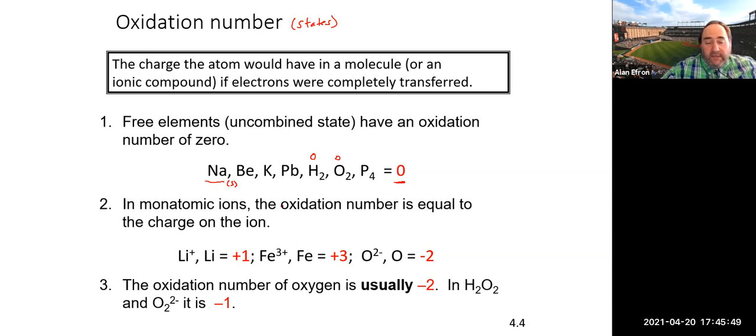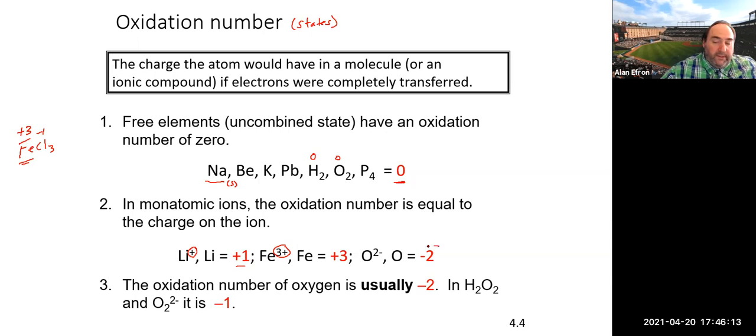If it's a monoatomic ion, the oxidation state will equal the charge on the ion. So if you have something like lithium, which is +1, we'll have a +1 oxidation state. If you were dealing with iron(III) chloride here, the iron would be +3 in this particular case, and the chloride would be -1 in terms of their oxidation states.